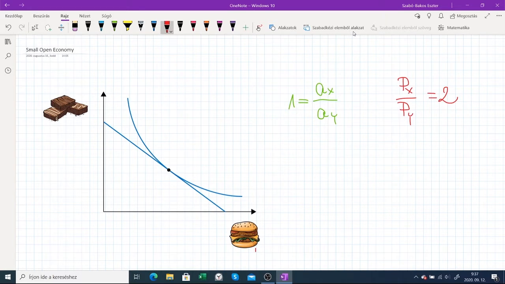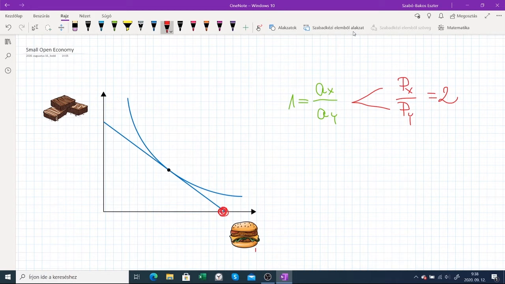Suppose that we have a small open economy. In this small open economy, they produce only two goods, hamburgers and brownies. The opportunity cost of producing hamburgers in terms of brownies is 1, but in the rest of the world, the relative price of hamburgers in terms of brownies is 2. So the relative price of producing hamburgers in terms of brownies is greater than the opportunity cost in this small open economy. This small open economy has comparative advantage in producing hamburgers.